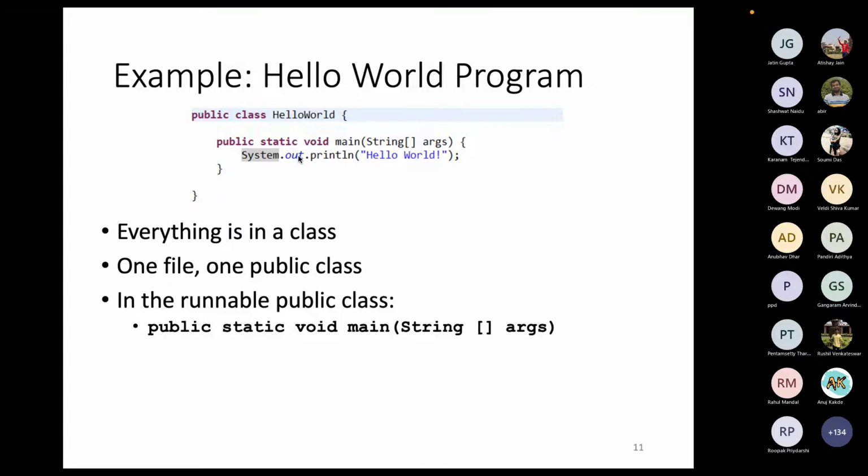For example, this system.out object is used to print to the terminal. I think system.in and system.out are two standard objects which you can use to read from the terminal and write to the terminal. And then println is a method of this object, which takes as input a string and writes it onto the terminal.